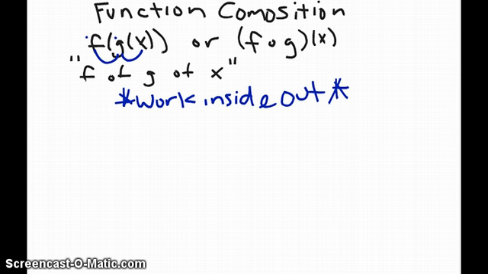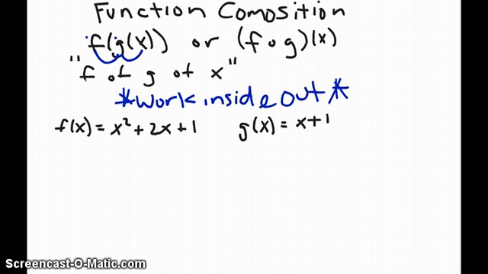So if we look at these two equations, f of x is equal to x squared plus 2x plus 1, and g of x is x plus 1. The first example we're going to do is we're just going to find f of 3. So we're going to simply start by evaluating f of 3. This means to plug 3 in for x on the f function.